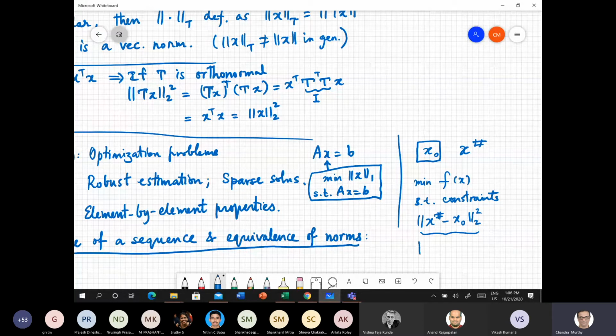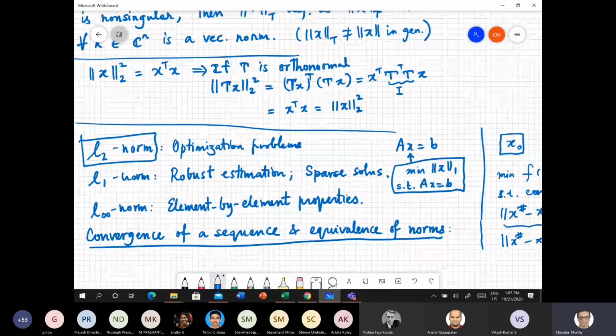But if you take x hash minus x naught in the one norm, then what this is doing is just looking at the magnitude of the error between x hash and x naught. And so this essentially penalizes all the errors more or less equally. So that is what is called robust estimation. You're not giving undue importance to incurring a large error in some components and a small error in other components. All errors are equivalent to you. And that's what is referred to as robust estimation.